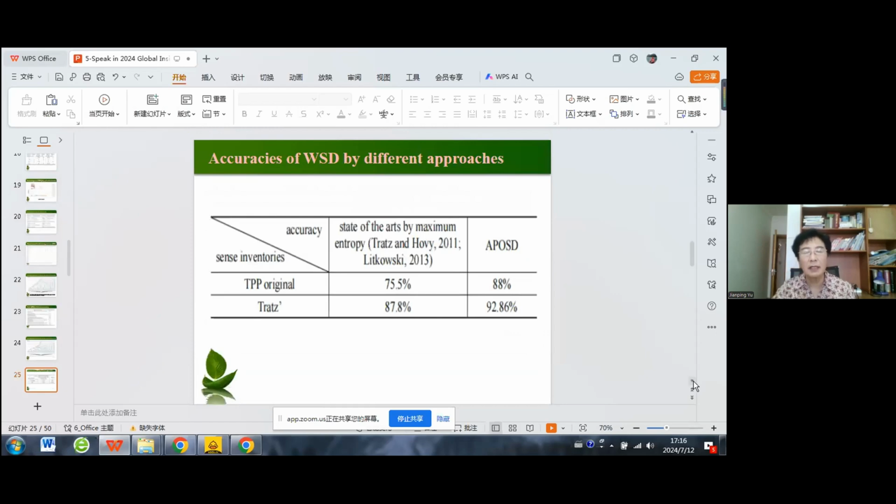Here comes the result of accuracy of word sense disambiguation by different approaches. As you can see from this table, APOSD reaches high accuracies of word sense disambiguation.